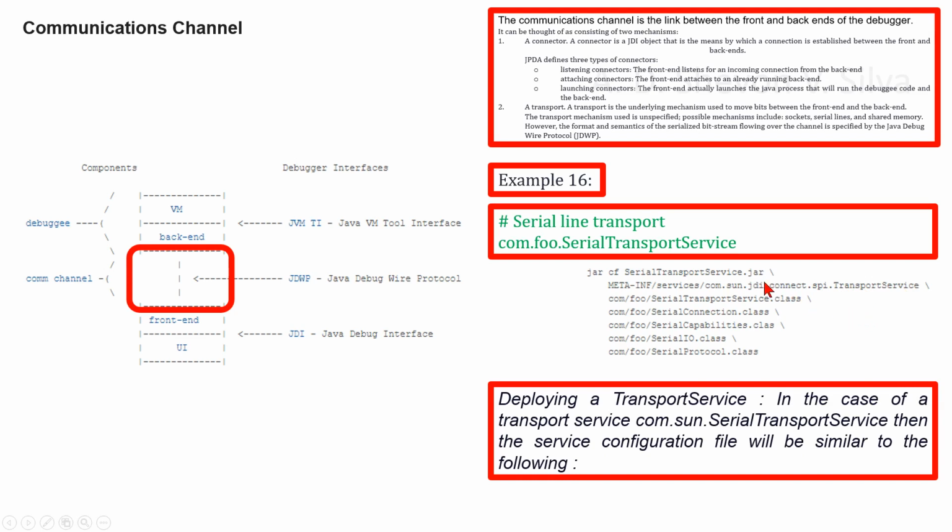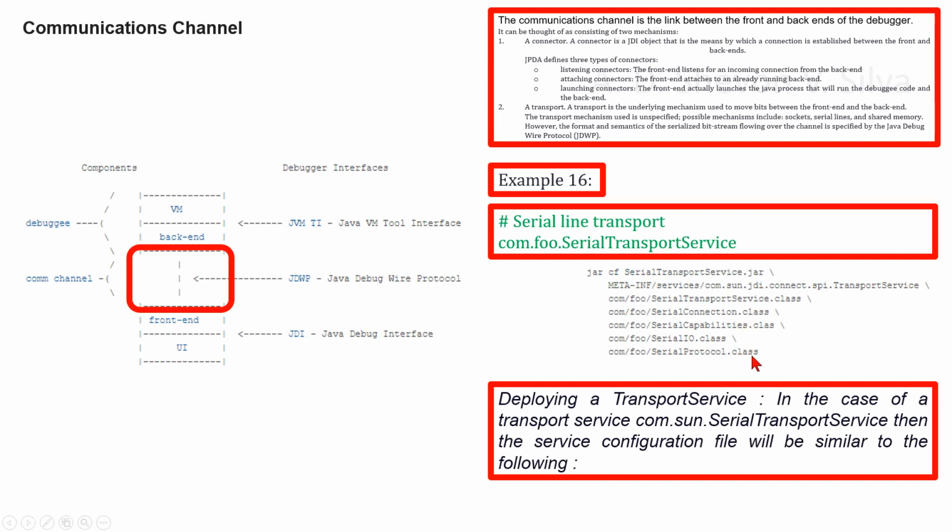The jar file then is deployed in a location that is visible to the system class loader. The configuration file used in the jar file is named META-INF/services/com.sun.jdi.connect.spi.TransportService. As per connector deployment, the configuration file may list the class names of multiple transport service implementations in the event that the jar file includes multiple implementations. In the case of the transport service, com.sun.serial transport service, the service configuration file will be similar to the following. The service configuration file is then packaged into the jar file along with the classes that comprise the implementation.